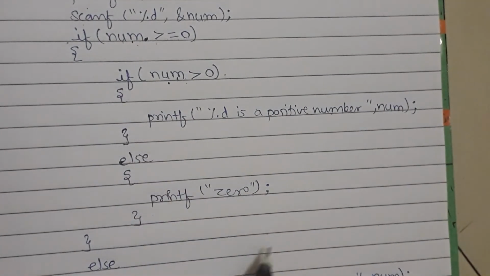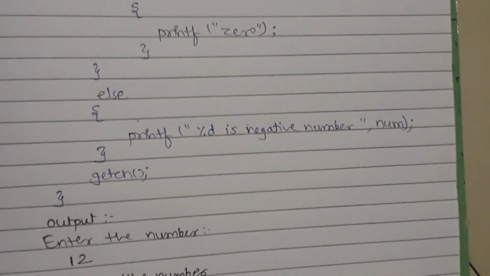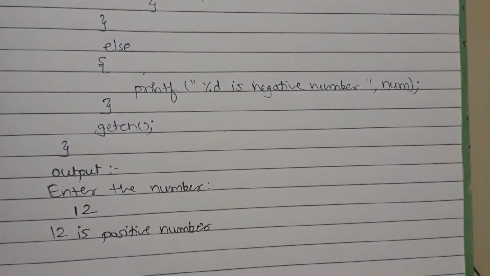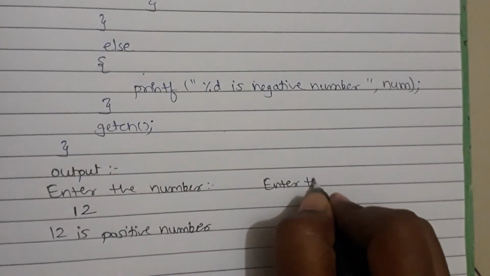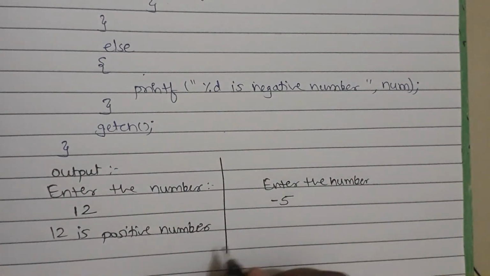After executing this block, our control goes directly to getch. So it will print that 12 is positive number. Now we will consider our second case. In the second case again we will have the message to enter the number, and the user will enter the number. In the second case our number is -5.